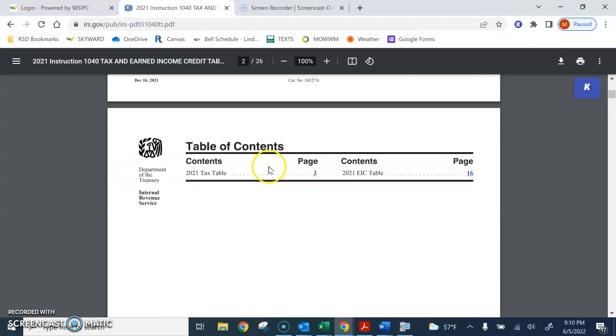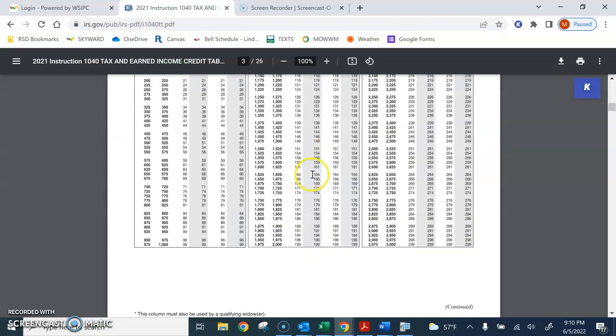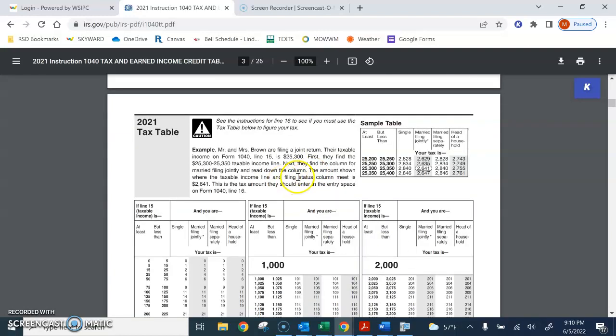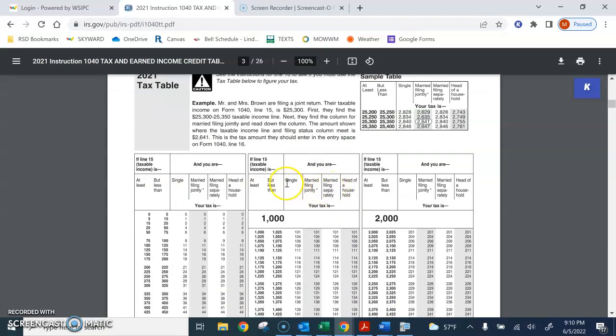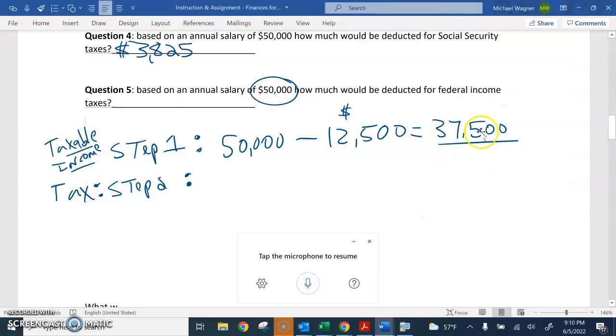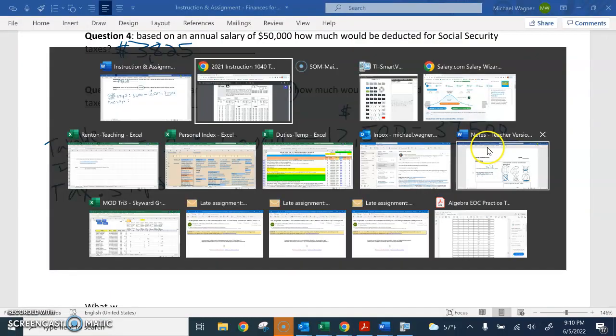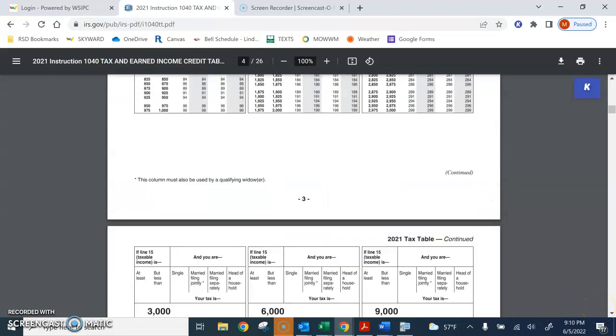So you scroll down a little bit, and you're going to see the tax tables. You start seeing these tables here. What you have to do is figure out the taxes you're going to pay. The big bold numbers here are going to be the annual income. So remember, our annual income was 37,500. So we're going to have to scroll down a bit until we get there.